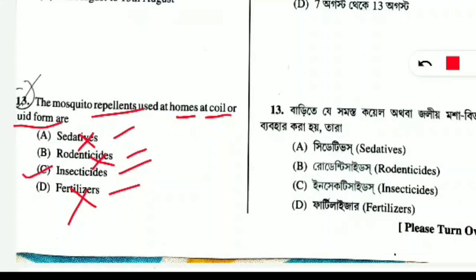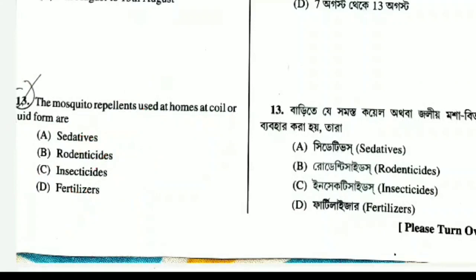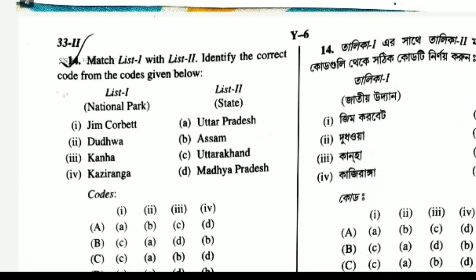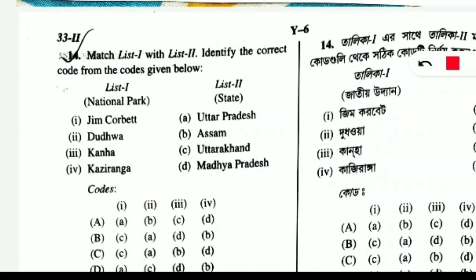So option C will be correct, that is they are insecticides. Insecticides are not that it will every time kill the insect. Insecticide means it can kill, harm or repel the insect. So that's why option C will be the correct option. Coming to the next question, again a match the following. In List 1, national parks are given and you have to match with which state they are present in.